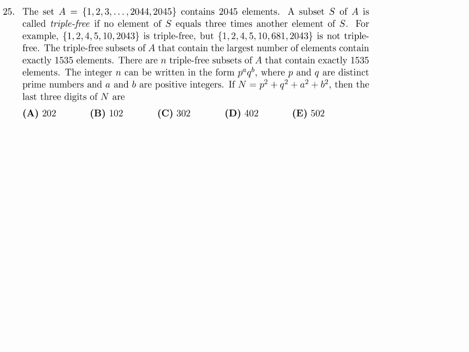The integer n can be written in the form p to the power of a, q to the power of b, where p and q are distinct prime numbers and a and b are positive integers. If capital N is equal to p squared plus q squared plus a squared plus b squared, then the last three digits of capital N are.